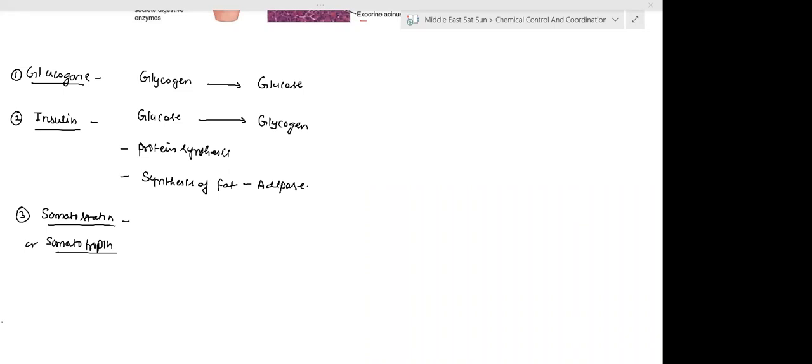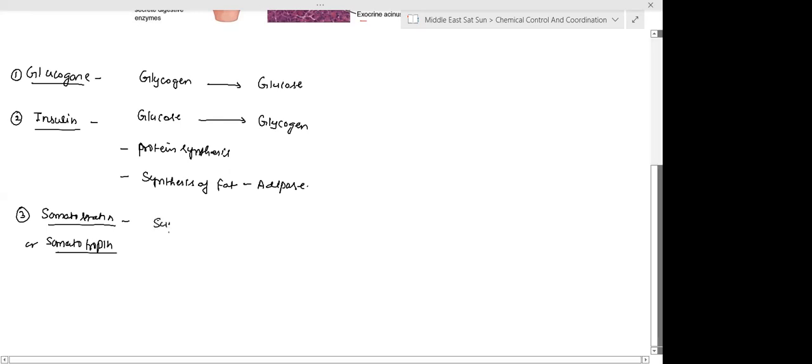Sir, can you repeat? Its action is to suppress the release of other hormones from the pancreas. Suppress release of other hormones. Right. Next, fourth one.